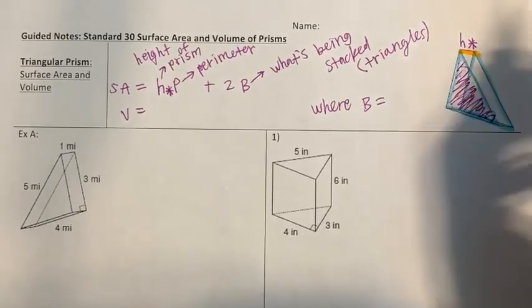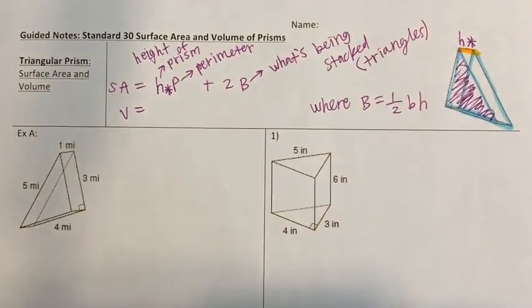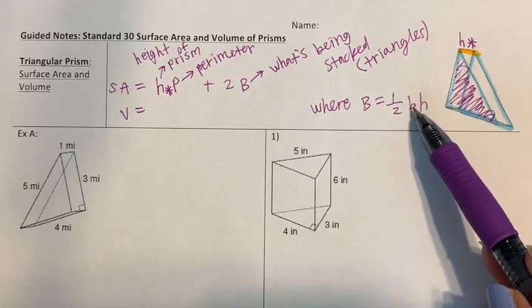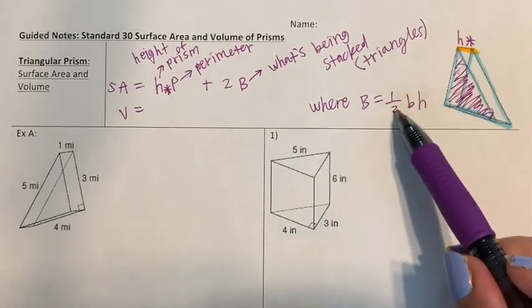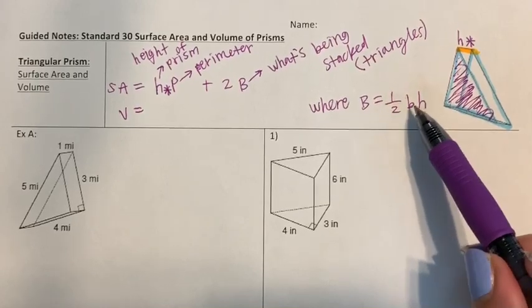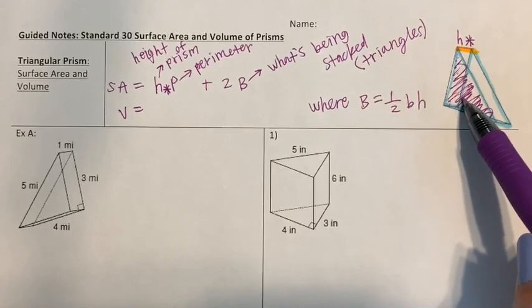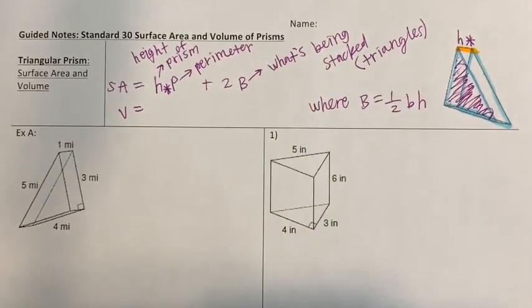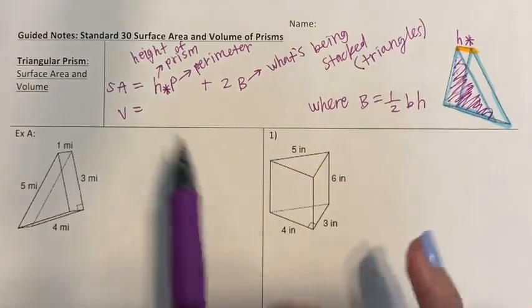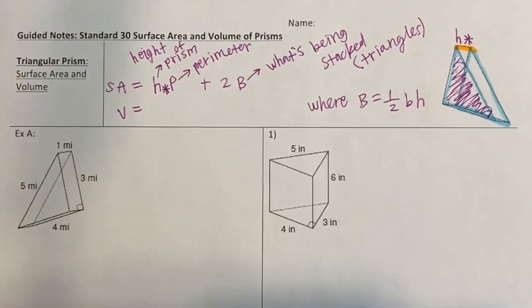And there were a few different ways you could write it. The way that I taught my students was 1/2 base times height. Some students might have learned base times height and then divide it by 2. If you're using your calculator, you could do 0.5 times base times height. But this gives you the area of your triangle, which again, that's your big B, what's being stacked. So that would be your surface area formula. This is me labeling every part of it. It'll make more sense when we actually dive into an example.